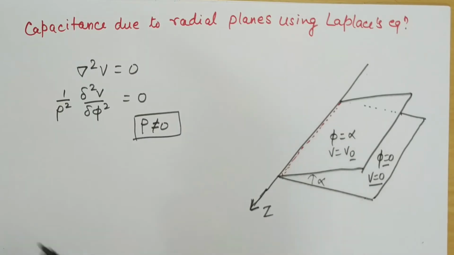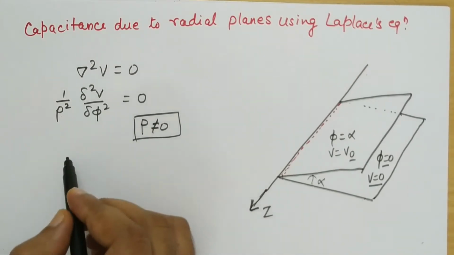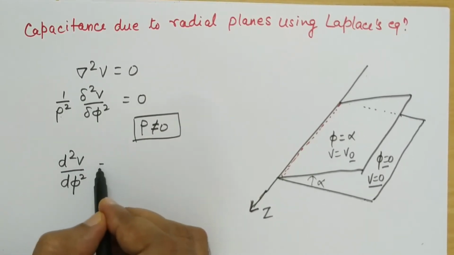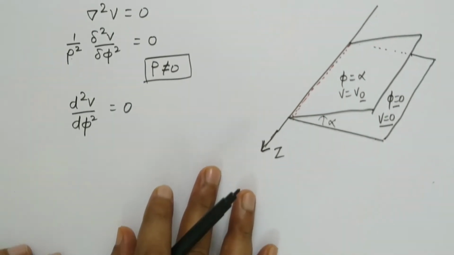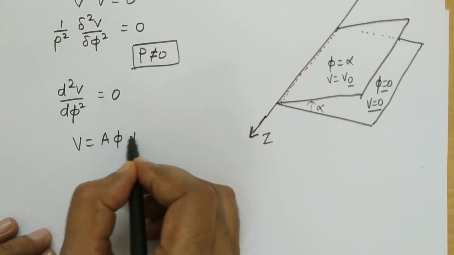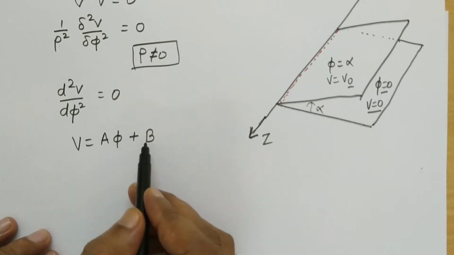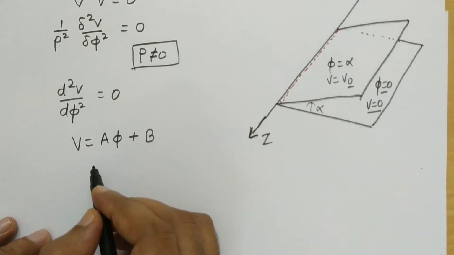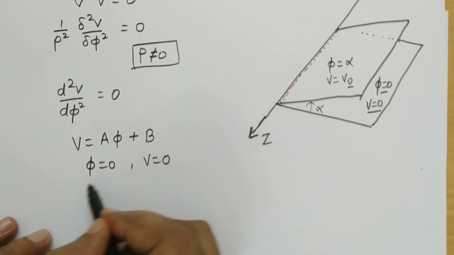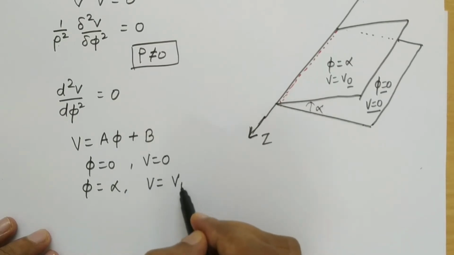and both are at different potential. If rho is not equal to 0, we can take this to the right side and we have d2V by d phi square equal to 0, and the solution of this equation we know as V equal to a phi plus b. Now we have to find a and b using the boundary conditions, and the boundary conditions are phi equal to 0, V equal to 0, and phi equal to alpha, V equal to V0.